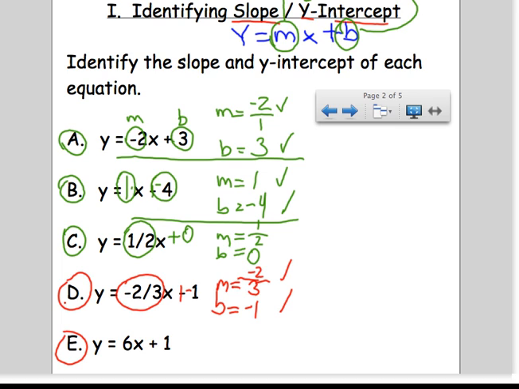Next, looking at equation E, y equals 6x plus 1. The coefficient is 6, so the slope really is 6. And if you wanted to, that's the same as 6 over 1, with a rise of 6 and a run of 1. And the y-intercept is just 1, positive 1.